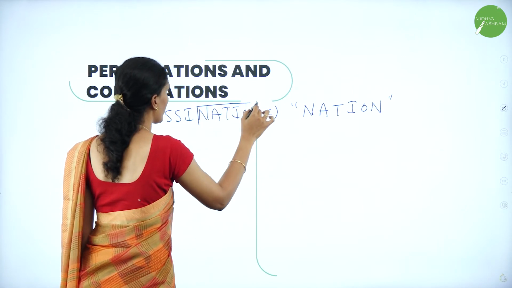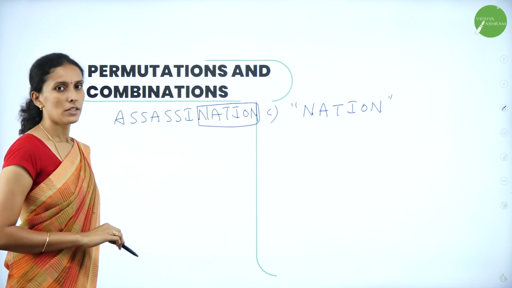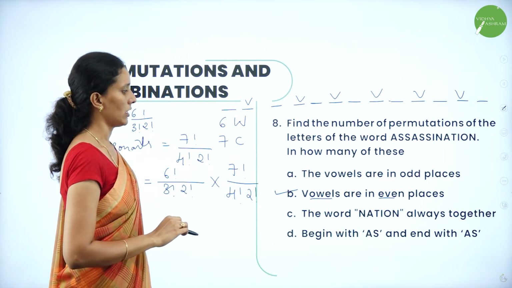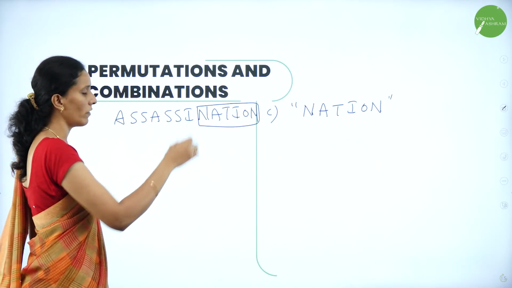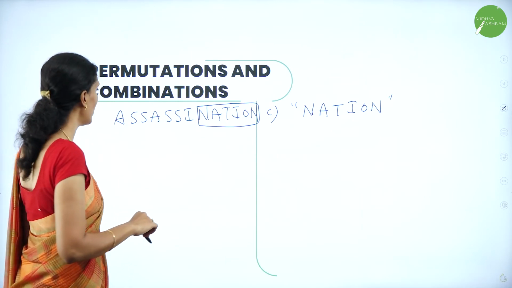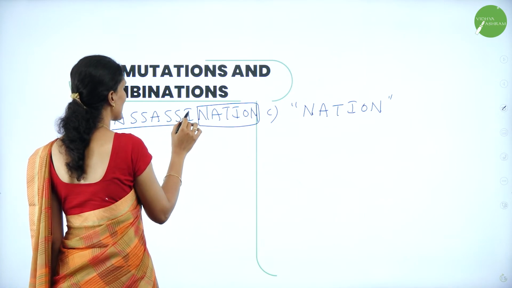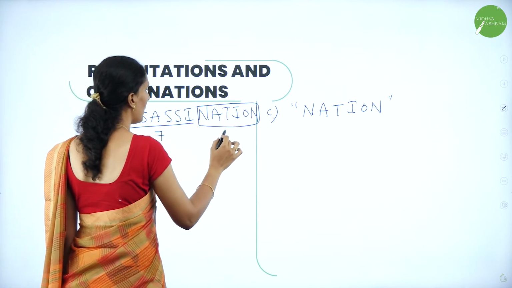This is always together. Okay, so what is the question? The word NATION is always together. So therefore, tie them as one unit. What are the letters we are left with? 1, 2, 3, 4, 5, 6, 7. So we are left with 7 plus 1.